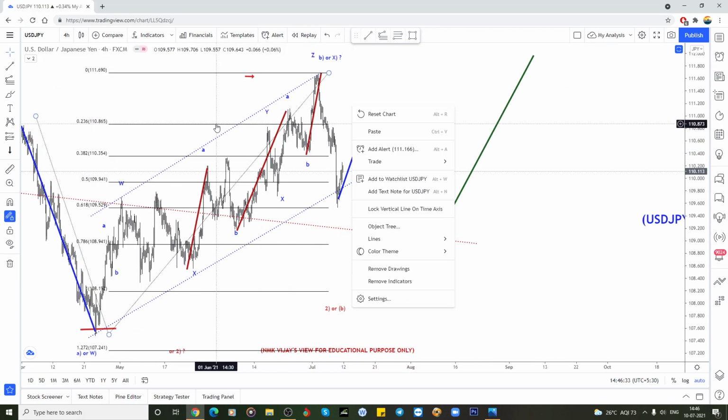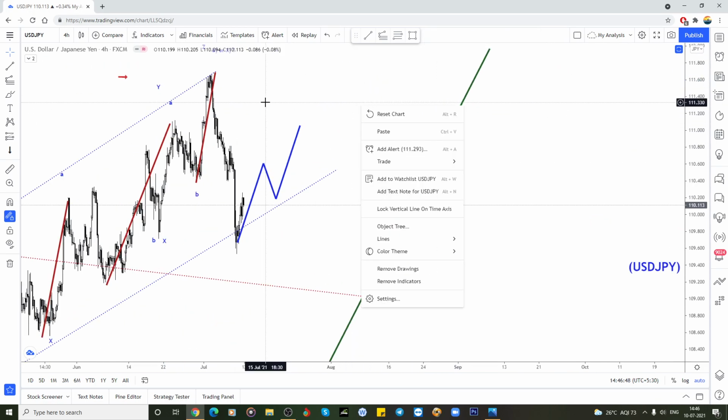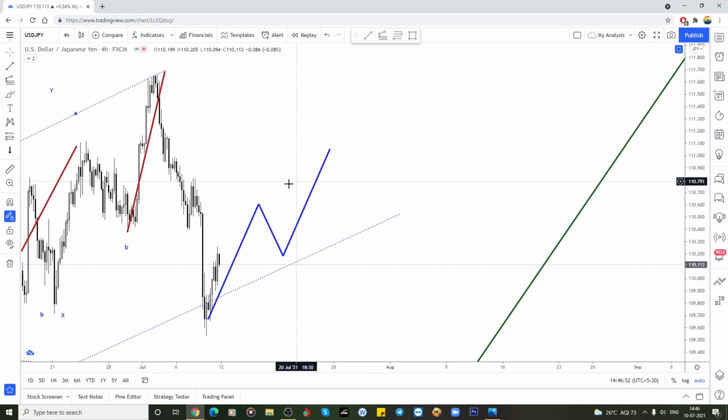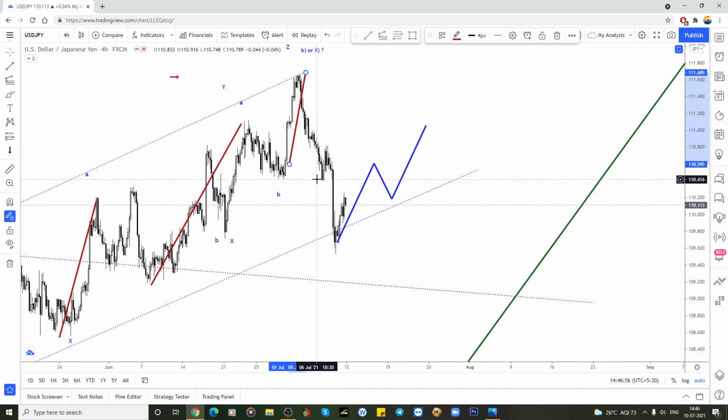I explained it to one of my students last week. Last week what I said is, this could also be a B and C, so this could be a Y and X, so A, B and C. But this move is not looking like a B wave, and it has already broken this low here. That means that got invalidated.